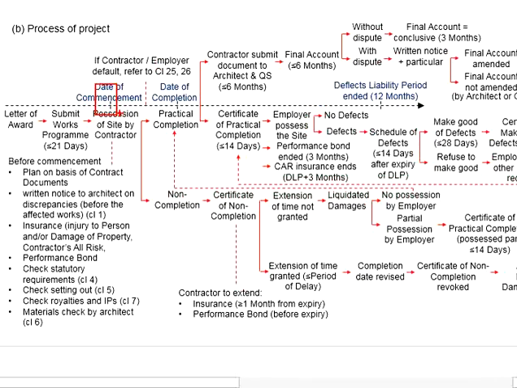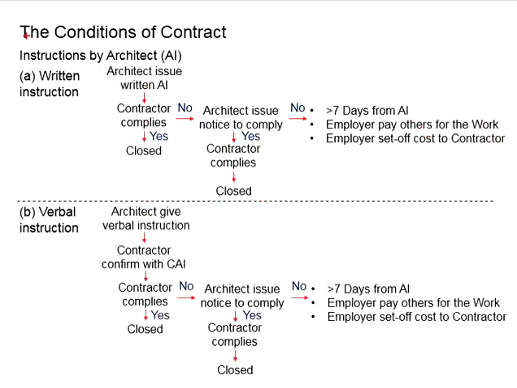Now the works has been commenced. The work will be carried out by the contractor until the dates of completions. During the progressions of the works, there will be instructions from the architect. Whichever instructions given by the architect, it should be in the form of written, known as the architect's instructions.